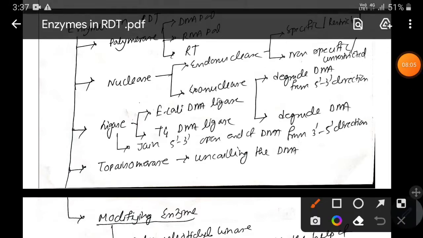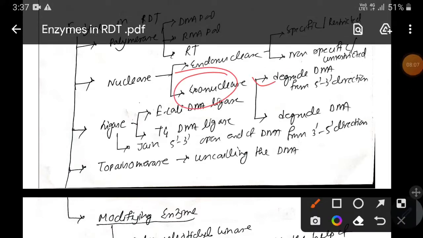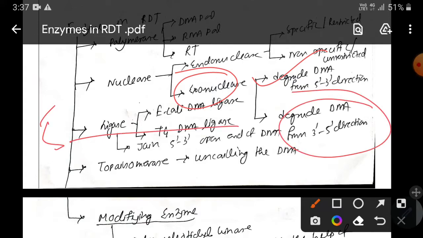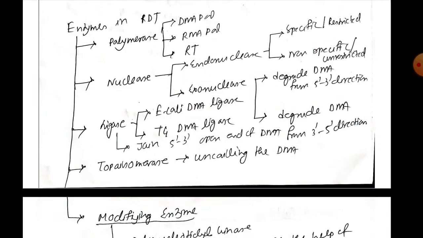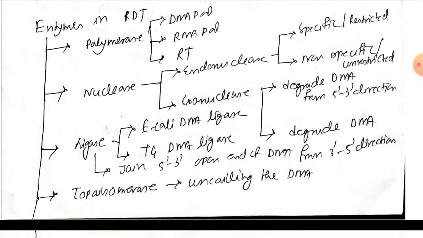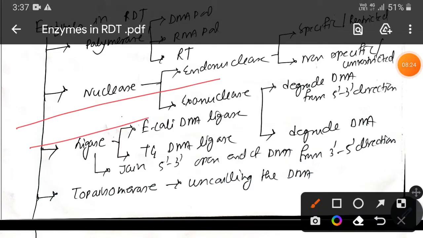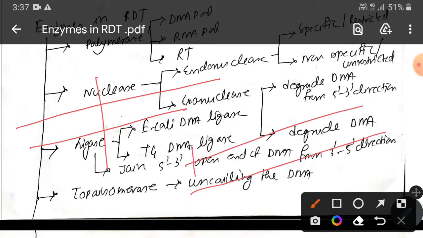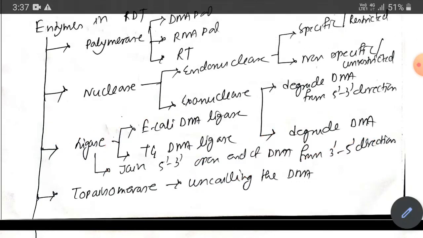And exonucleases can be divided into two parts. One is when the DNA is degraded from the 5' to 3' direction, and the other is when the DNA is degraded from 3' to 5' direction. Remember one thing, in endonucleases we are cutting the DNA molecule from the middle of the DNA, and in exonucleases we are cutting DNA from either of the termini, okay? That is the difference between endonucleases and exonucleases.